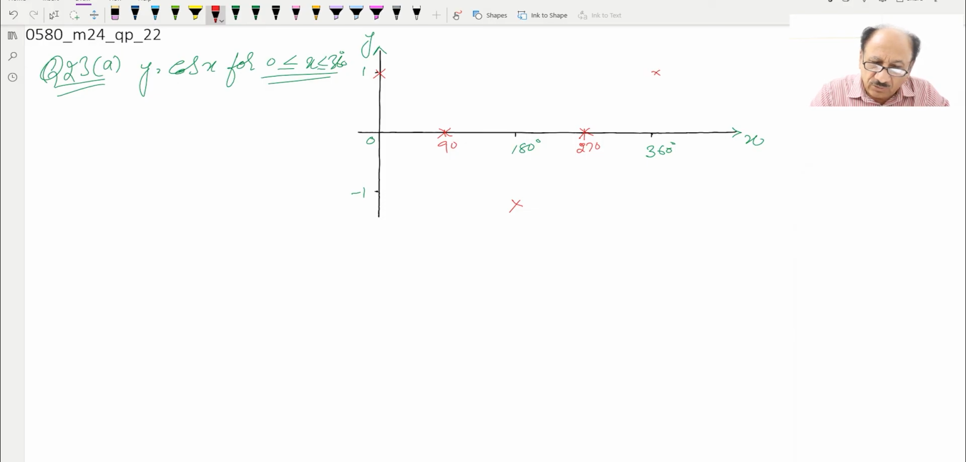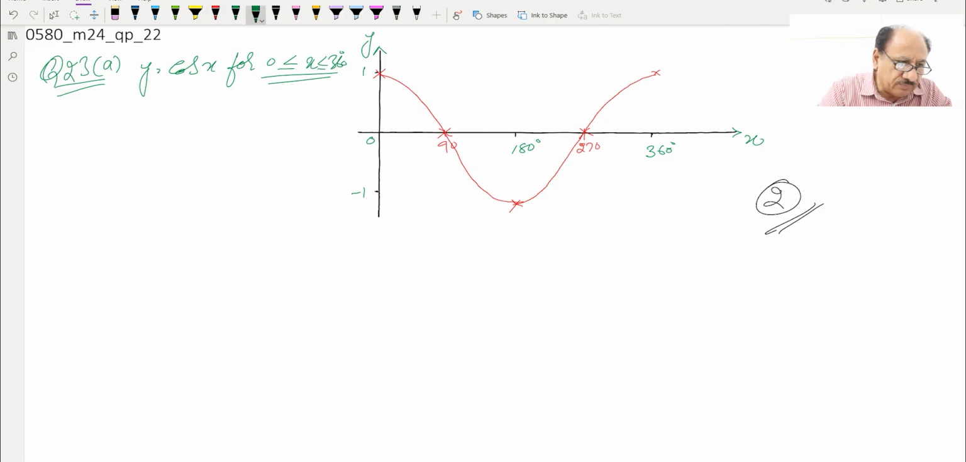Now these are the points, and we need to just sketch the curve, and sketching the curve will be like this one, passing through these points, and from here also we can join the points, and this will be our sketch. We can just make it a little smoother like this one, and this is done. This is basically the 2 marks part which we have done. This is a 2 marks question.